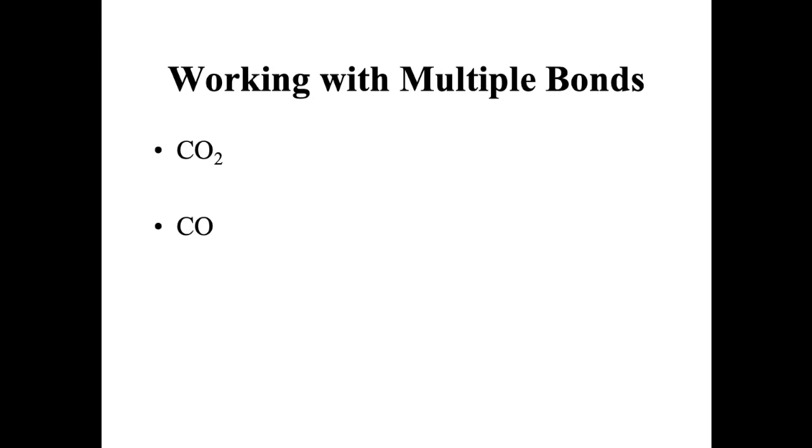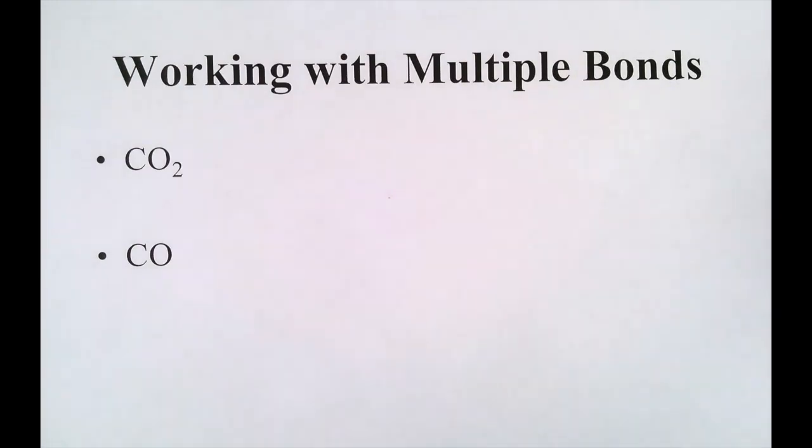Now, I'd like you guys to take a minute to pause the video and see if you can work out how to make the Lewis structures for carbon dioxide and carbon monoxide. I'll give you a hint, both of these are going to involve multiple bonds. Alrighty folks, let's see how you did.